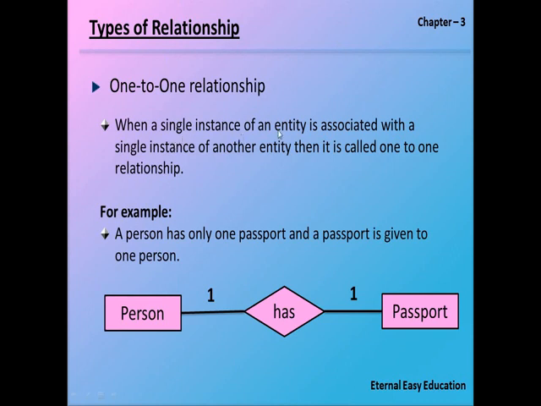When a single instance of an entity is associated with a single instance of another entity, that is called a one-to-one relationship. Simply, an entity is a table, one record in one table and one record in another table. If a record here and a record in the other table are linked, then that is one to one.